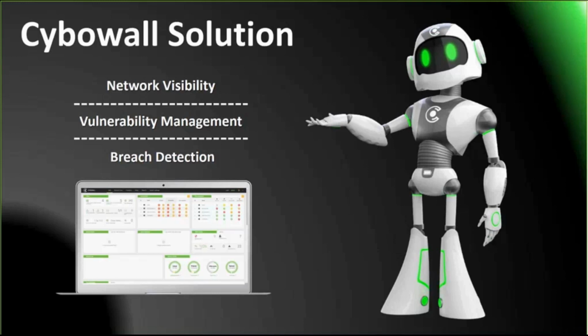Now, if I would focus on the main pillars or the main features that Cybowall has, then we could talk about network visibility, because if you don't know what you have, you won't know what to protect. Vulnerability management. Basically, you have to know what weaknesses and vulnerabilities exist on your systems in order to prevent an attack and to mitigate the risk. And breach detection, meaning that Cybowall will detect and alert you on any breaches.